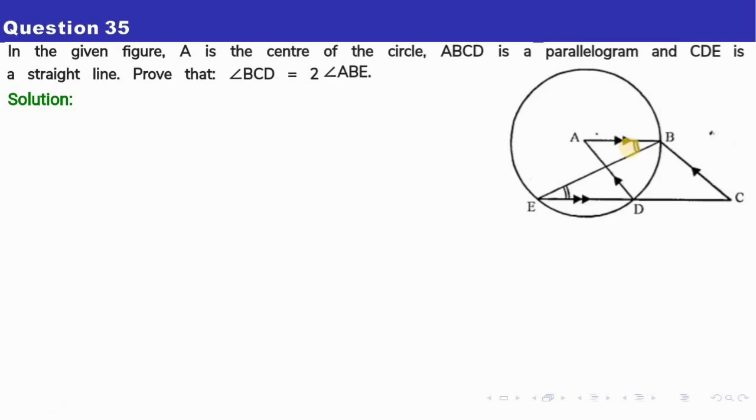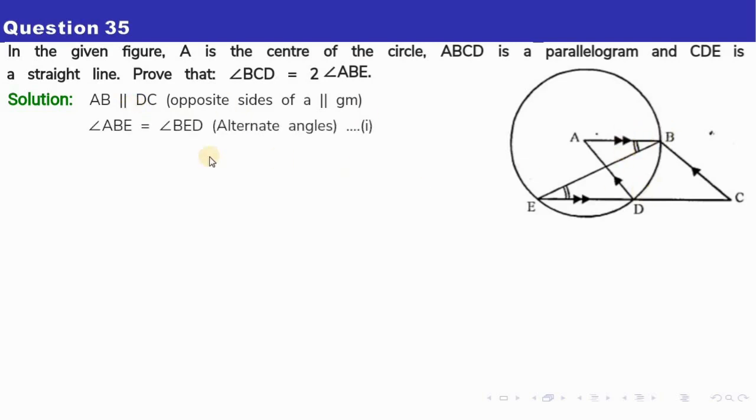So let's begin. Here we have AB parallel to DC. If these two are parallel, then this and this will also be parallel. Now if these two are parallel, then BE acts like my transversal. So this angle and this angle are called alternate angles, so they will be equal to each other. So it is written ABE is equal to BED.